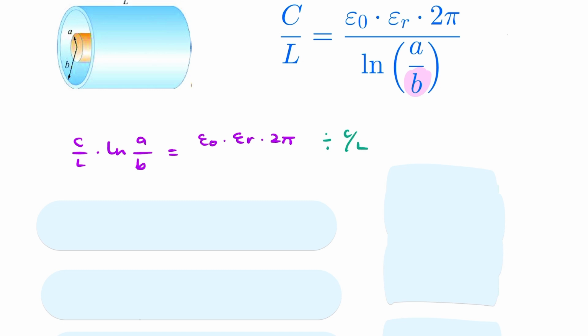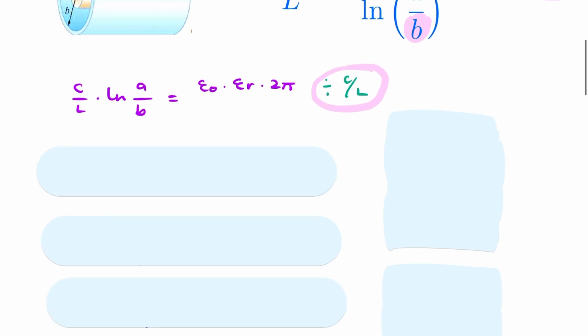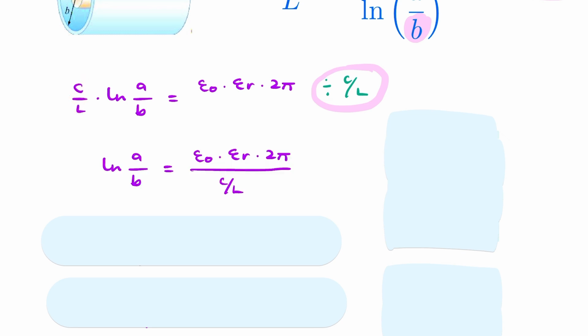And here I'm multiplying by ln A over B. So that's what I'm doing for each step. So if you divide both sides by C over L, you'd expect this to disappear, and you'd end up with C over L in the denominator there. Next, remember, we're after B. So everything that isn't B, we want to get rid of, including the log.